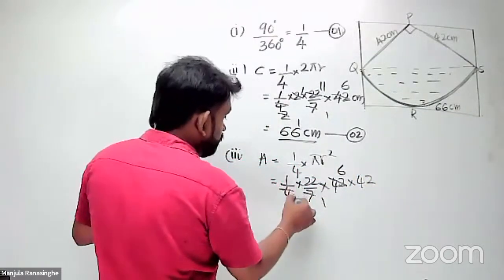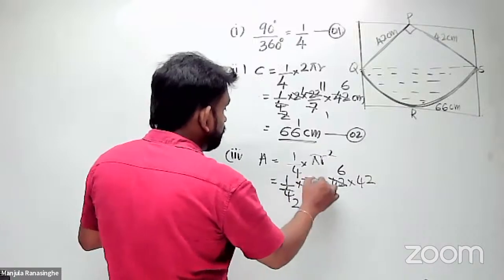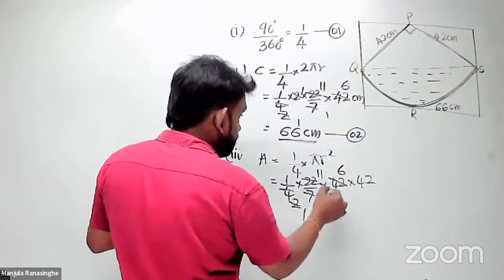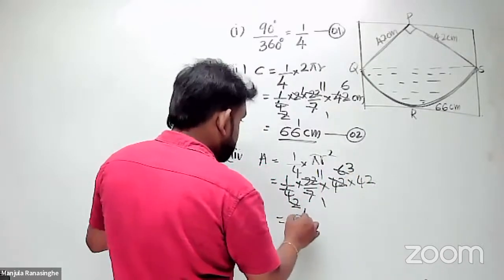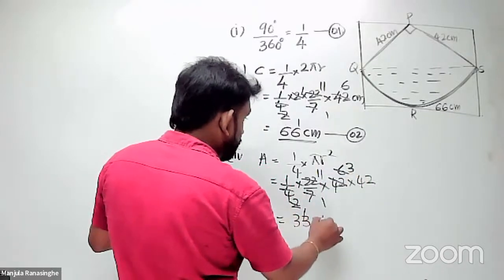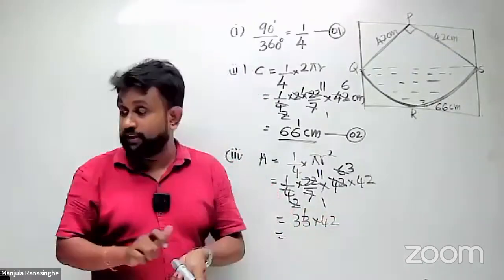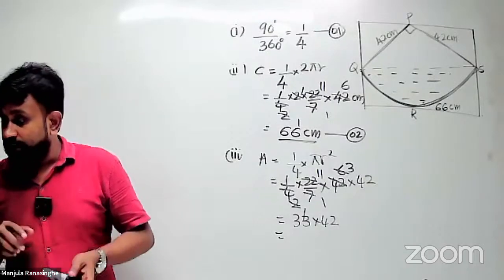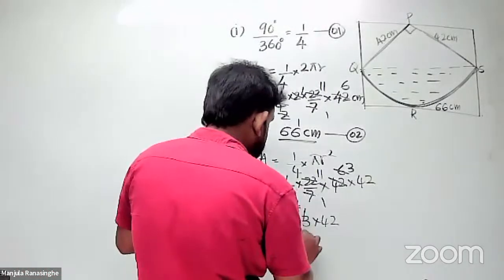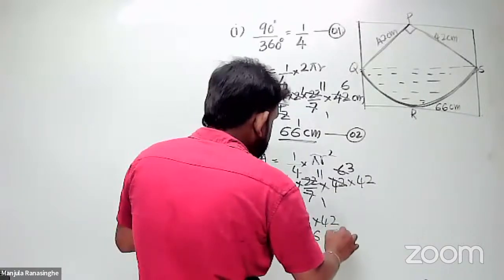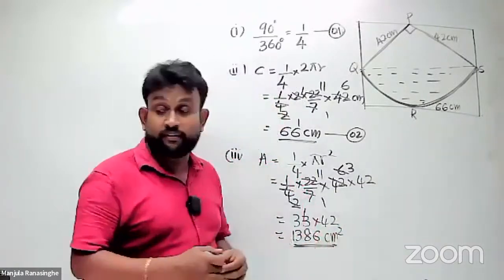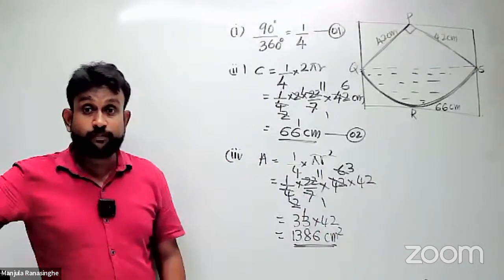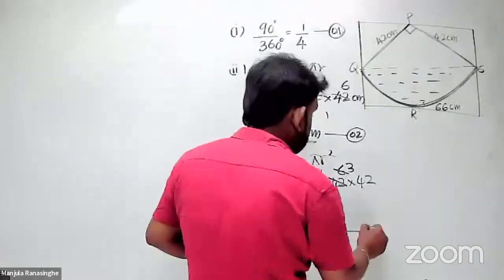Simplify: 7 6 42, 2 2 2 2 11 2 2 1 2 3. Then you can see 33 into 42. So just multiply 33 into 42. It gives you 1386 square centimeters. 1386 square centimeters. Find the area of the PQRS. You have 2 marks there. Okay.